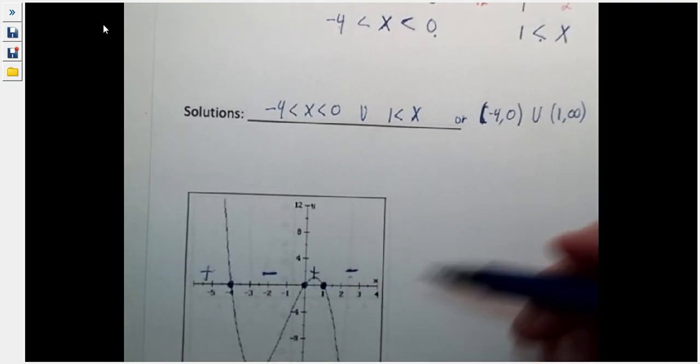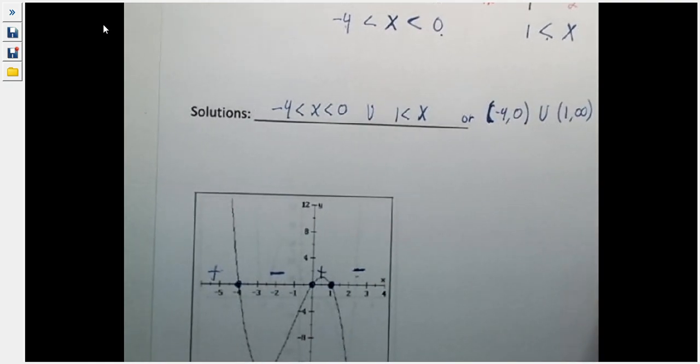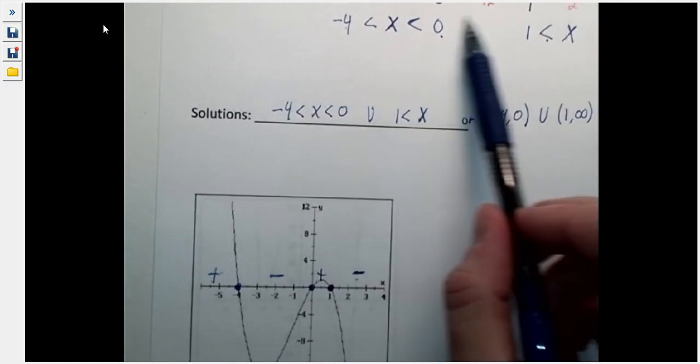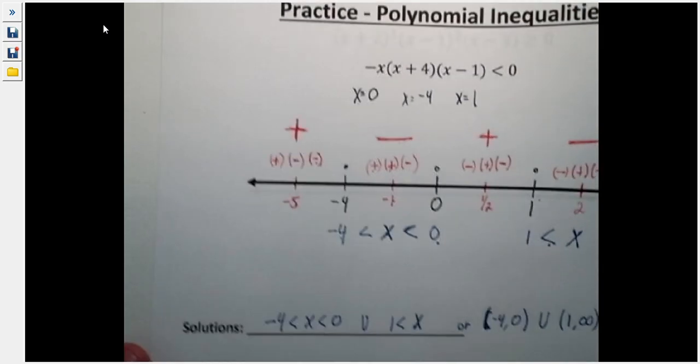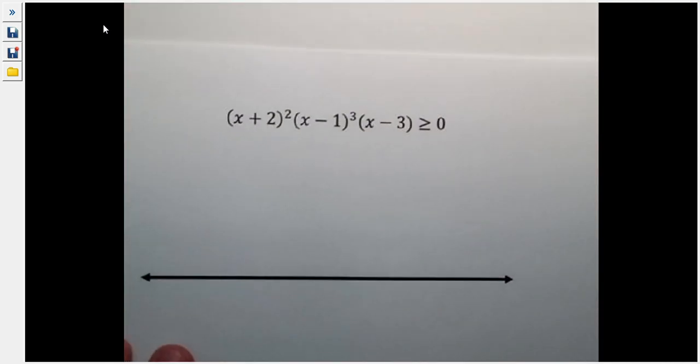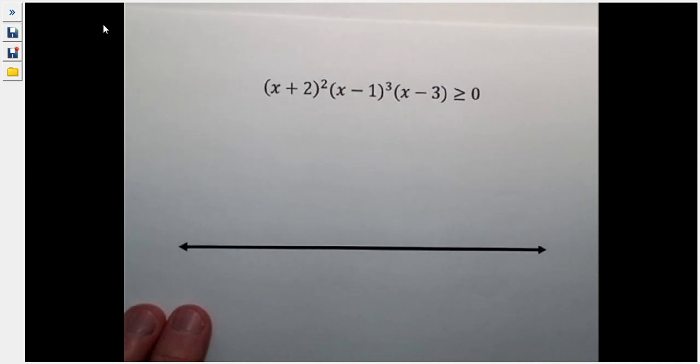And the graph can also tell me my solutions. Okay? But we're doing it this way. But I just wanted to show you how you could double check. So the next example we have is this one. Okay? And we're going to work it exactly the way we did the last one.